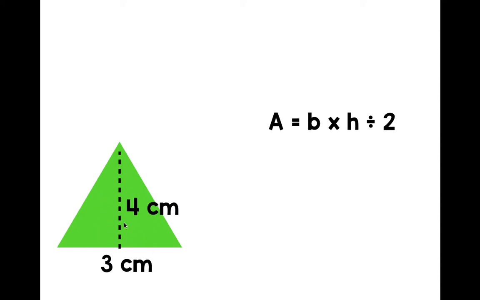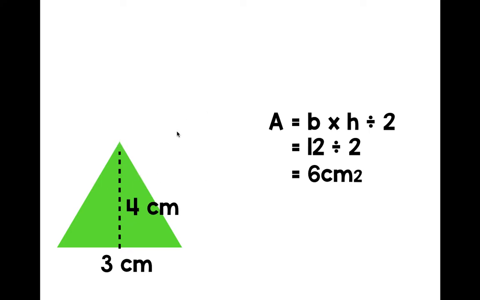Okay, so how do you find the area of this? So 3 times 4 divided by 2. All right, so 3 times 4 is 12. 12 divided by 2 is 6. So this triangle, the area is 6.